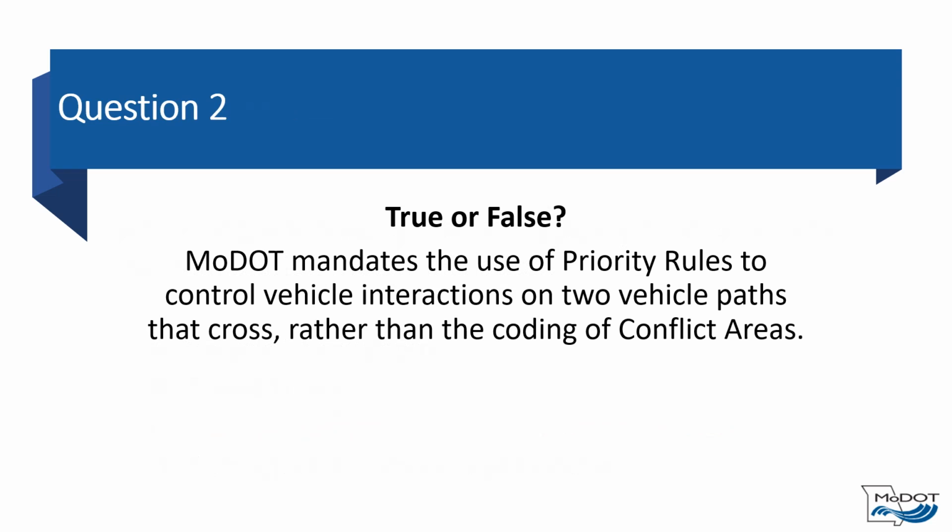Question 2. True or false? MoDOT mandates the use of priority rules to control vehicle interactions on two vehicle paths that cross, rather than the coding of conflict areas. The correct answer is false. MoDOT allows the model analyst to determine which feature to use when controlling conflicting vehicle paths.